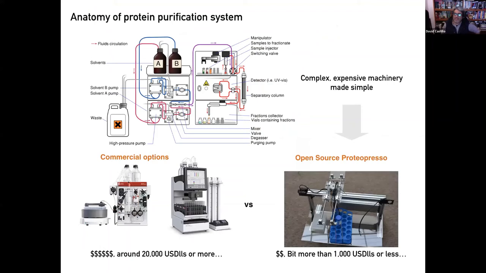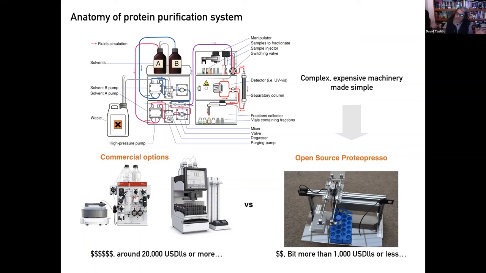So why did we decide to develop this machine? The anatomy of a purification system in a commercial solution is usually very, very, very expensive machinery. It can go around $20,000 or more. It requires a very extensive habilitation. It requires a lot of training, and it is made of several subsystems.